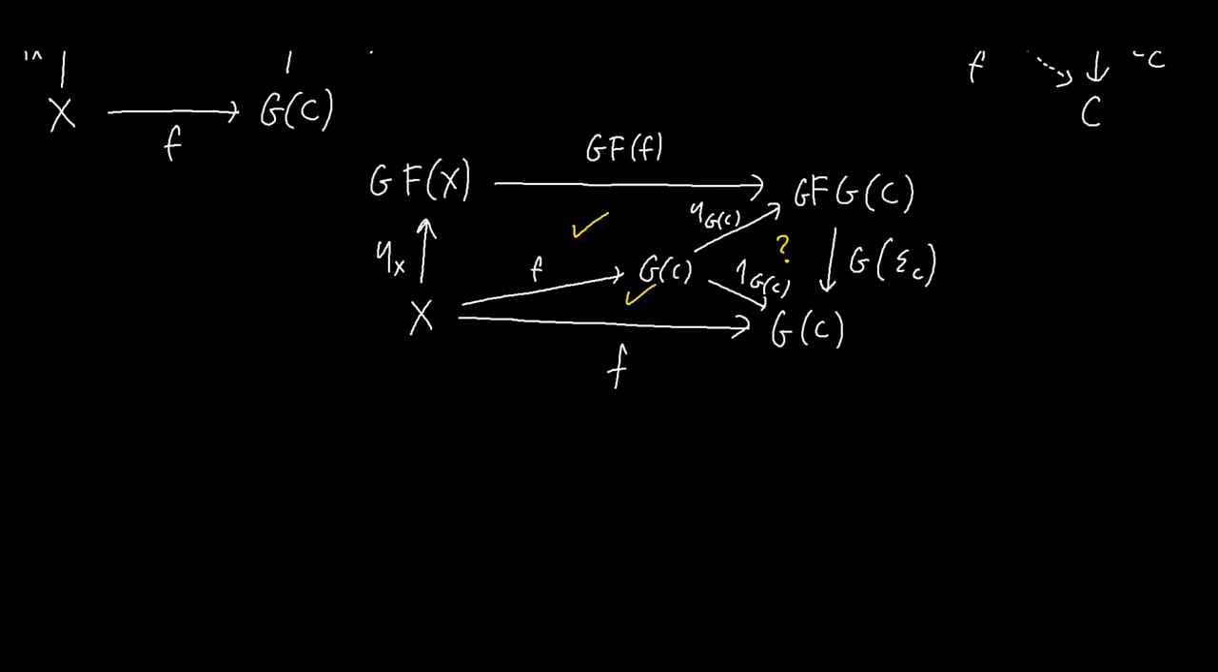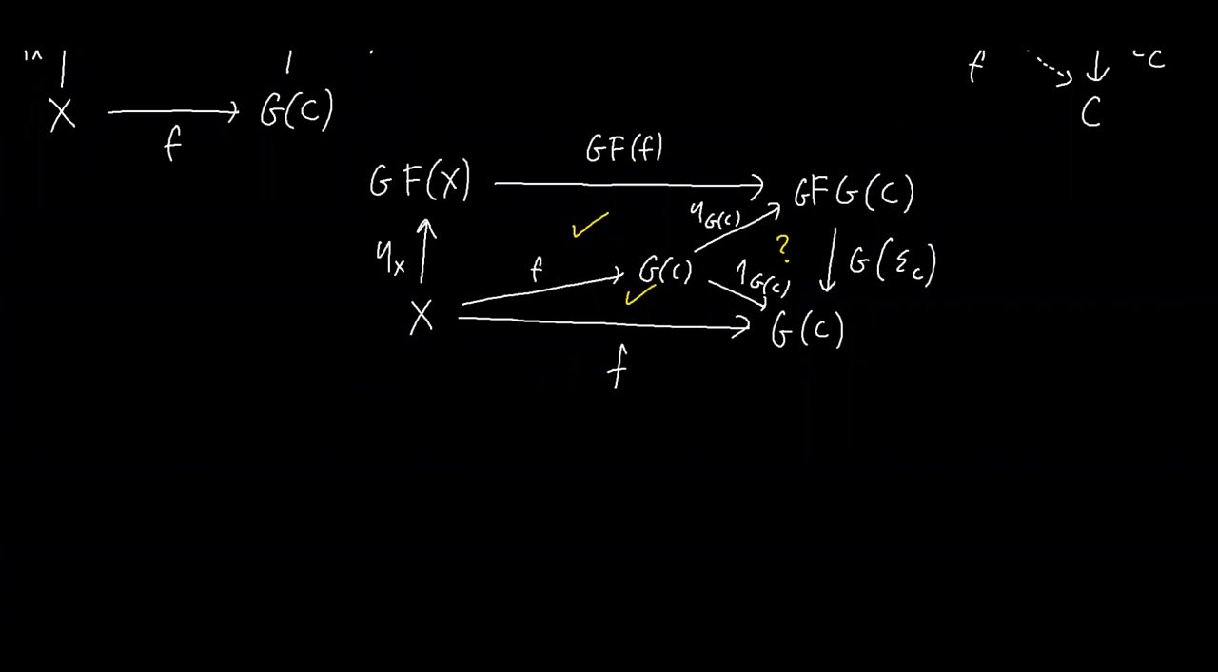Because of the universal property that we assume? We're not assuming the universal property, we're proving it. I remember, because of the definition of adjunction. That's right. The property of eta.